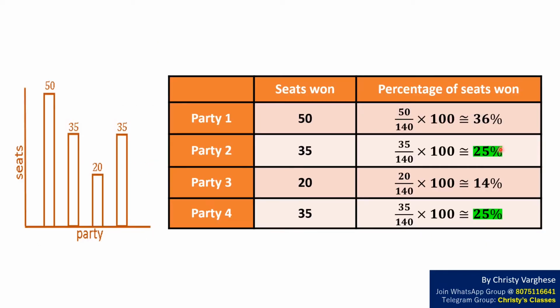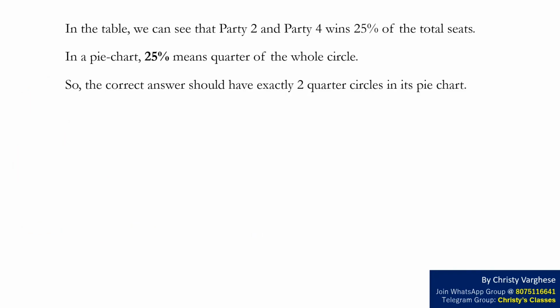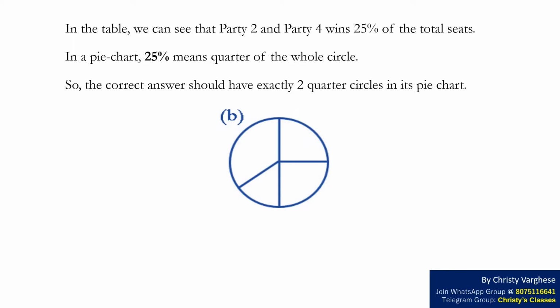In the table, we can say that Party 2 and Party 4 wins 25% of the total seats. In a pie chart, 25% means quarter of the whole circle. So, the correct answer should have exactly 2 quarter circles in its pie chart. Hence, option B is the right answer.